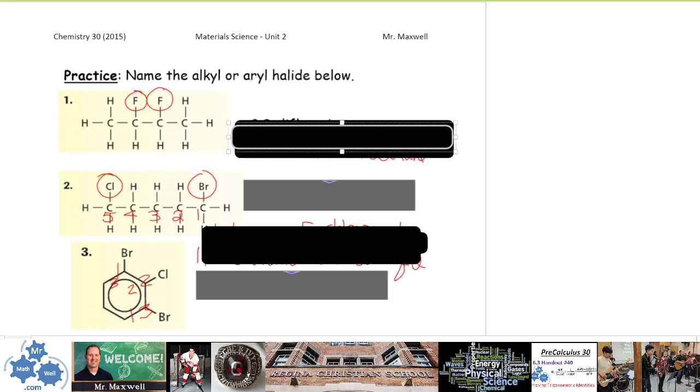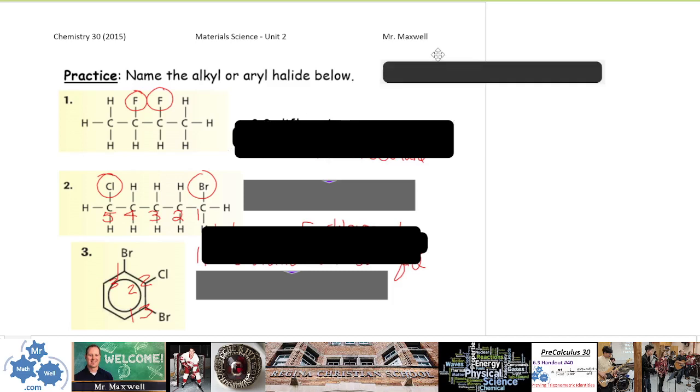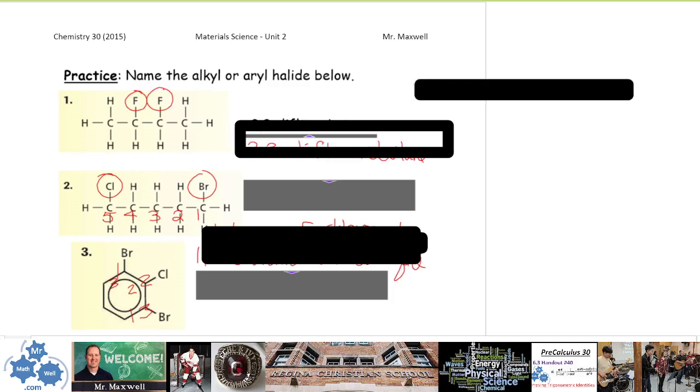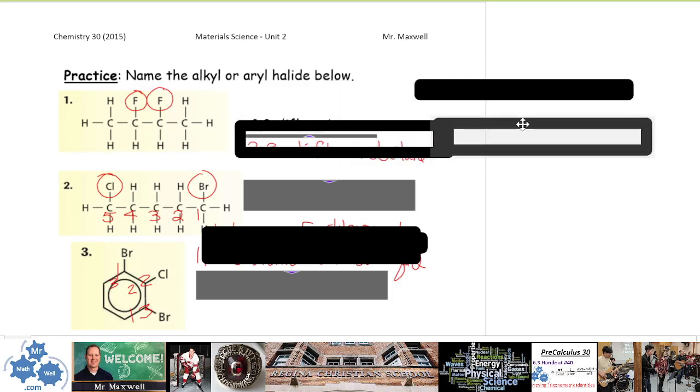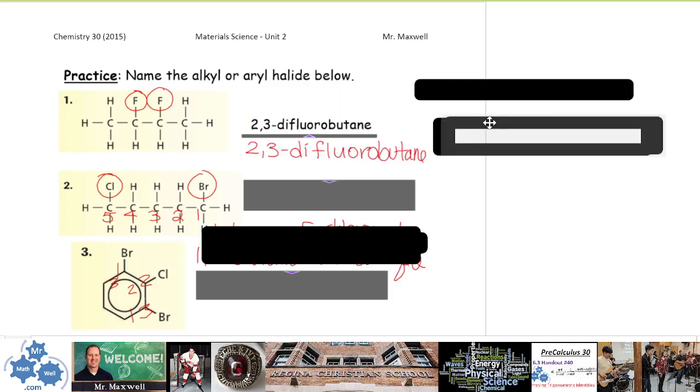Okay, it's 2, 4, I heard. This should be a 2, 3, because that's the second one, third one. So you were close. All right, let's move the highly sophisticated blockers away there. This is all I can do on this program. So we've got 2,3-difluorobutane. 2,3-difluorobutane.